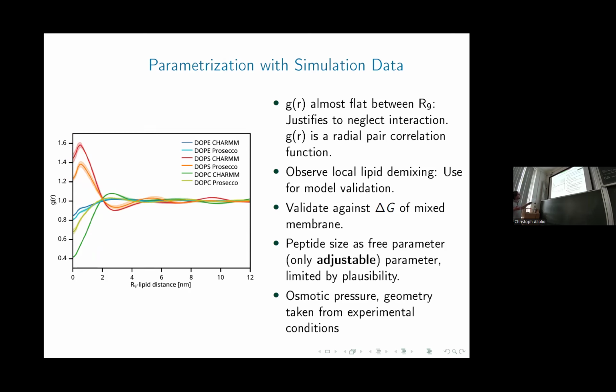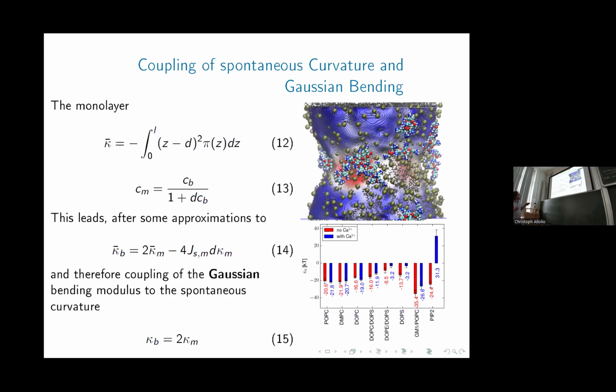this R9. So if you wonder what this thing here is, why does it bind to R9? That's because DOPS is negatively charged. So this is just electrostatics driving the sorting here. And then we had to go and plug in something for the Gaussian bending rigidity, which we did simply by expanding the thickness of the membrane and using the spontaneous curvature.